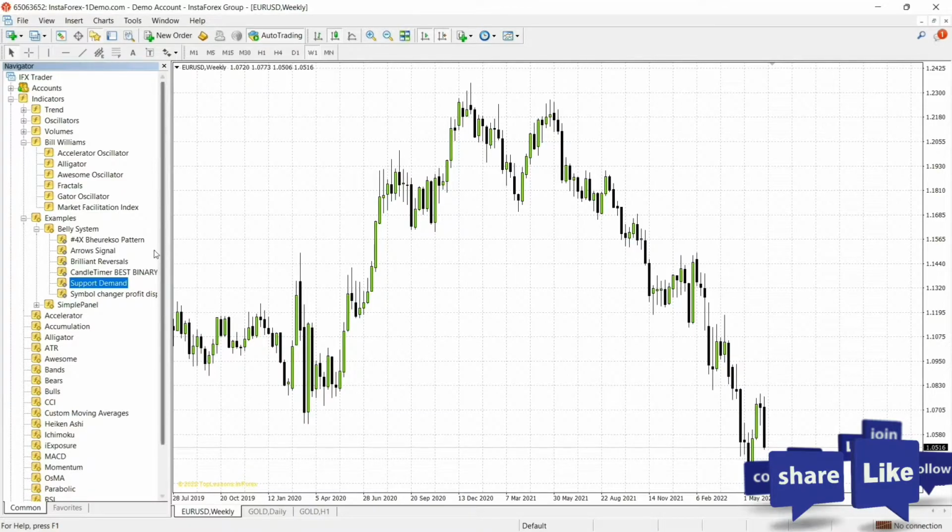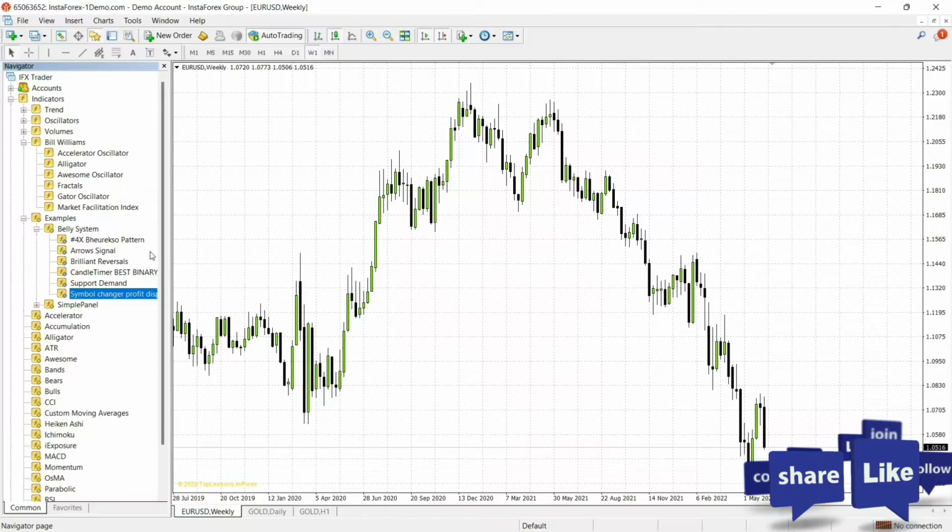We also have the support and demand, which should be supply and demand, or support and resistance. This gives you the support level and the resistance level of the pairs that you are trading. We also have the last one here, which is the symbol changer, which helps you to see all the pairs that you are trading on the lower bottom of your screen. So these are the indicators that are in the Bellie System, and this is some of the explanation that I can give you for you to understand how this system works.